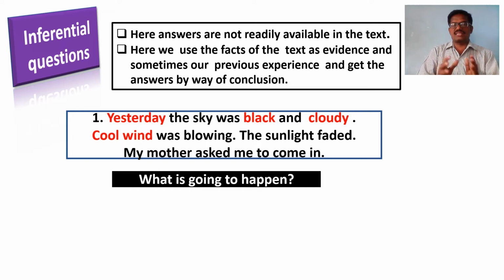From these things used as evidence, we can conclude from these lines that the rain is going to fall. So the answer we get is not readily found in the text. We just have to derive the answer on the basis of the evidence given in the text. The evidence is here: the sky was black, cloudy, cool wind, sun faded. From this evidence, we can easily conclude that it is going to rain. These kinds of questions are called inferential questions.